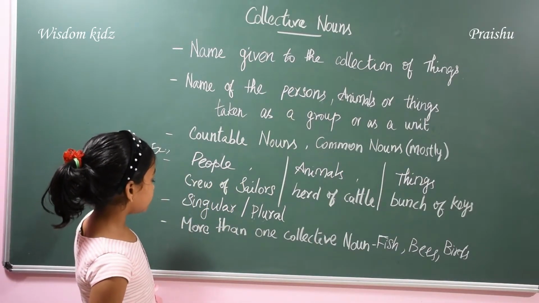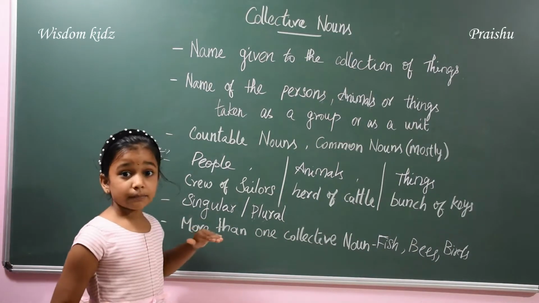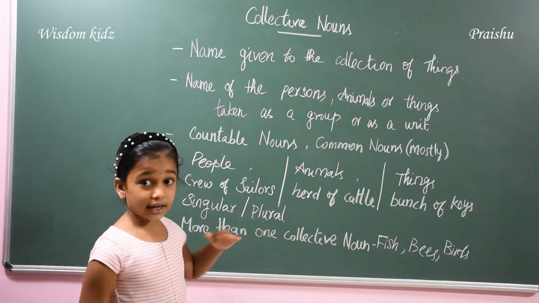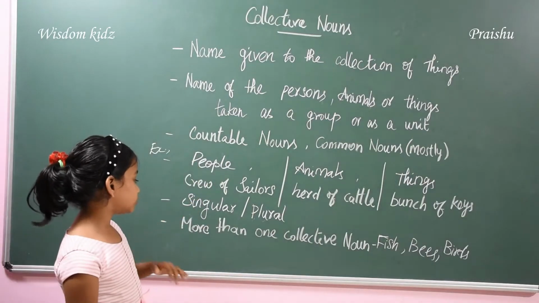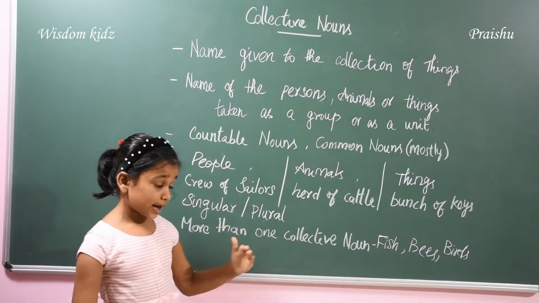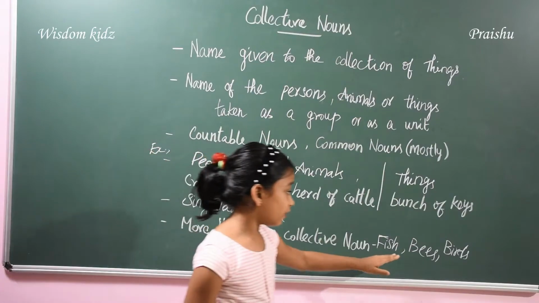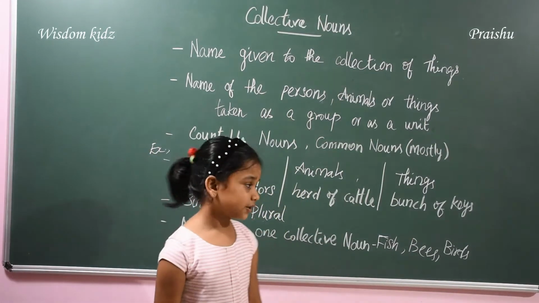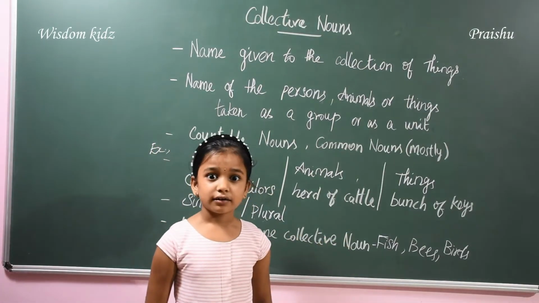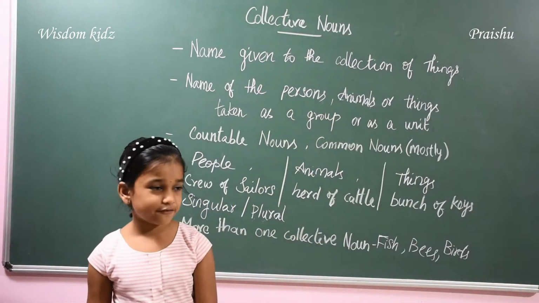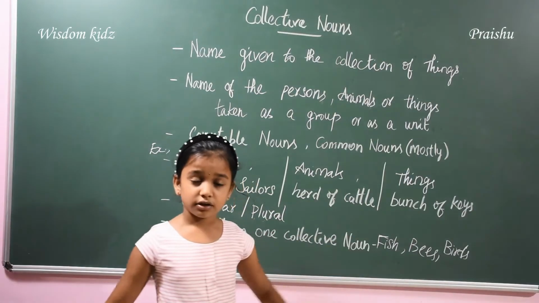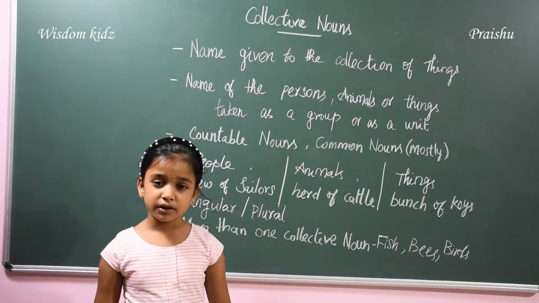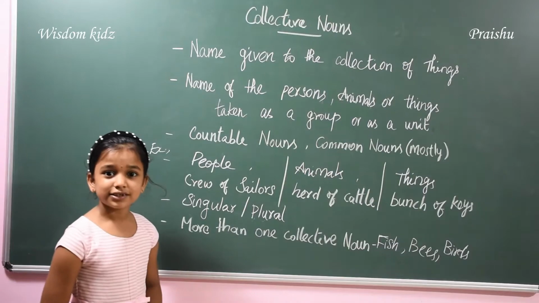Collective nouns are mostly in singular form, but they come in plural form too. Some nouns have more than one collective noun. Example, for fish: a school of fish, a shoal of fish. For bees: a swarm of bees, a hive of bees. For birds: a flock of birds, a flight of birds.